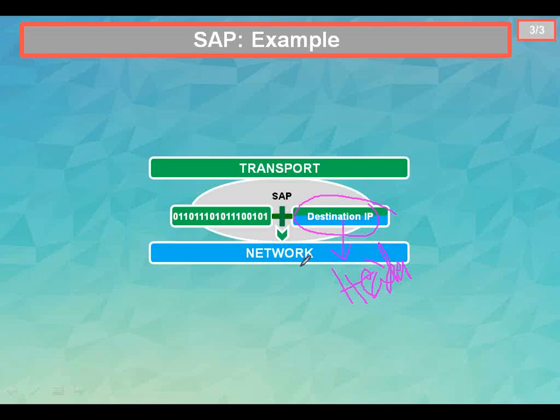So the transport layer is also helping the network layer by giving him the destination address. Because without a destination address, the network layer can never perform its functionality of sending the data to the destination. That means if the network layer has to achieve its functionality, it requires the destination IP address.